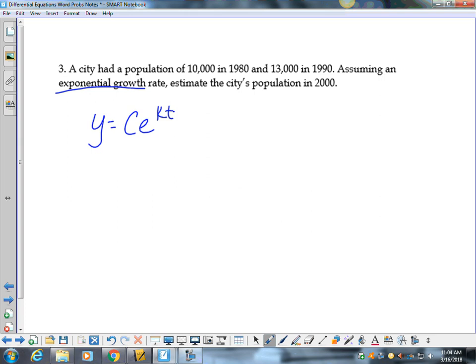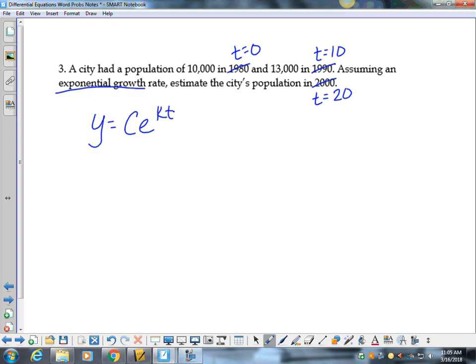Talk to me about 1980. Can we initialize that? Can we make 1980 our initial population? Absolutely. So if we say, I hereby declare that 1980 is t equals 0, what's 1990? T equals 10, and what's 2000? T equals 20. If I now know that t equals 0 is 10,000, what have you just found? Your C, your starting point.